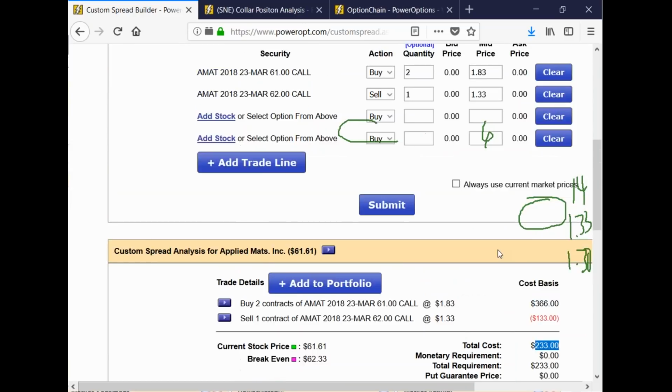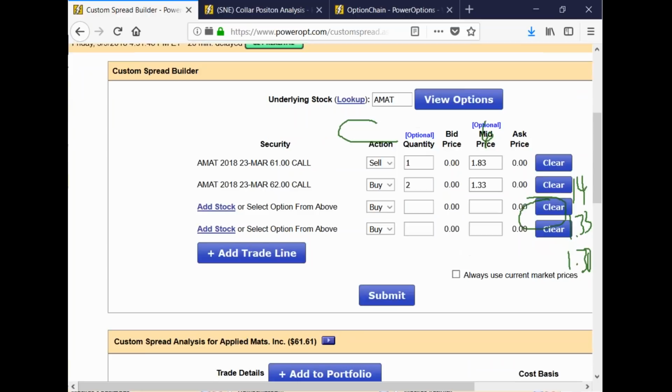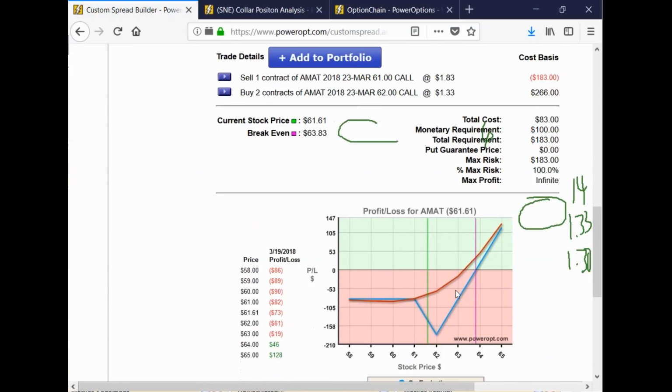Okay? Does it work the other way if I buy 2 of the higher at the lower price and sell 1 of the lower? I know this gets confusing, but this is where we go. Now the risk is still 183.